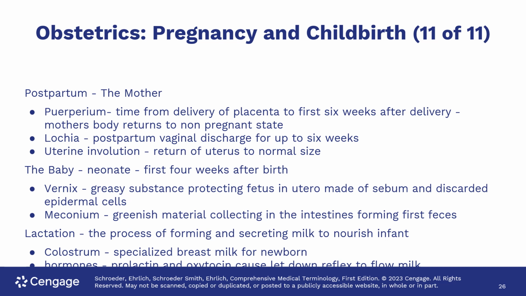Vernix covers the baby when it is delivered. It was the protective covering for the baby in the uterus. Meconium is the first poop or feces from the intestines. Lactation is milk production in the breast for the newborn. Colostrum is the initial milk produced, and prolactin and oxytocin are hormones that contribute to milk letdown and production.